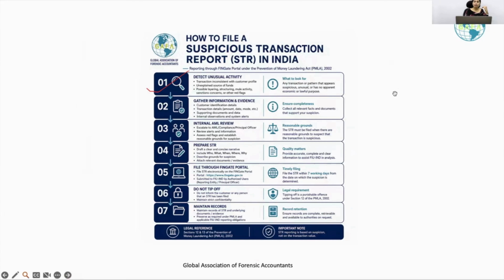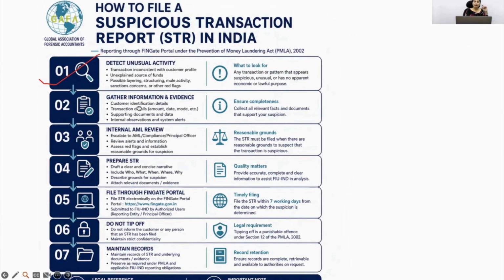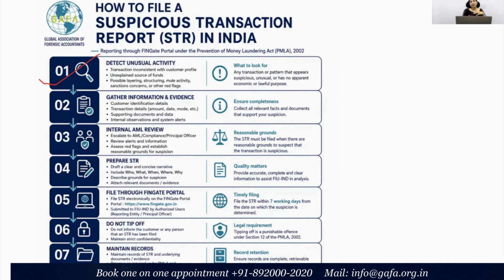Step number 2, gather the information and evidence. Just because we believe this is suspicious may not always be true. It may also be possible that this is a genuine business activity or a person genuinely doing some transaction. So how will we distinguish if it is genuine or not? For that, the bank does an internal investigation.